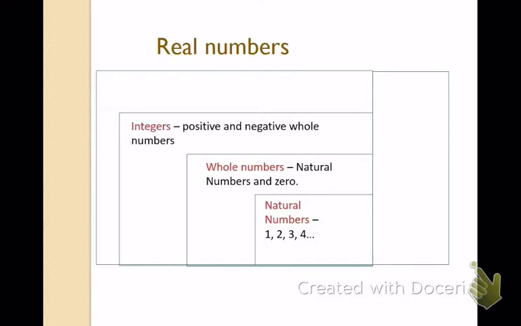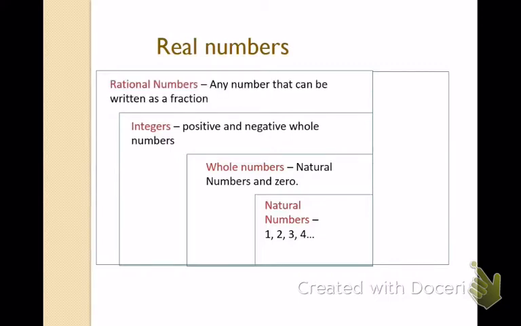Negative numbers became a way for us to represent subtraction. So we needed more numbers. And so we created the integers, which are both the positive and negative whole numbers. No fractions yet, just whole numbers. We didn't get fractions until we started dividing things.